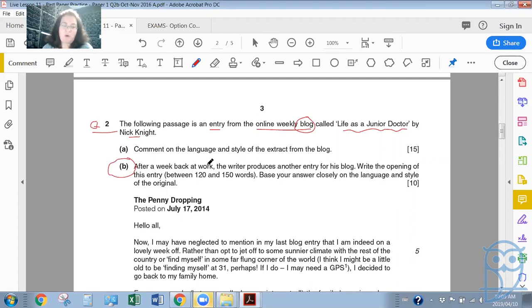After a week back at work, the writer produces another entry for his blog. So he's already written this blog, and then one week later, you're going to write the next blog. Write the opening of this entry, so it's just the opening of his blog, okay? Between 120 to 150 words. Don't exceed by more than 10 words, please. Base your answer closely on the language and style of the original. So we're looking at language and style, not his exact words, just the way that he words things, okay?